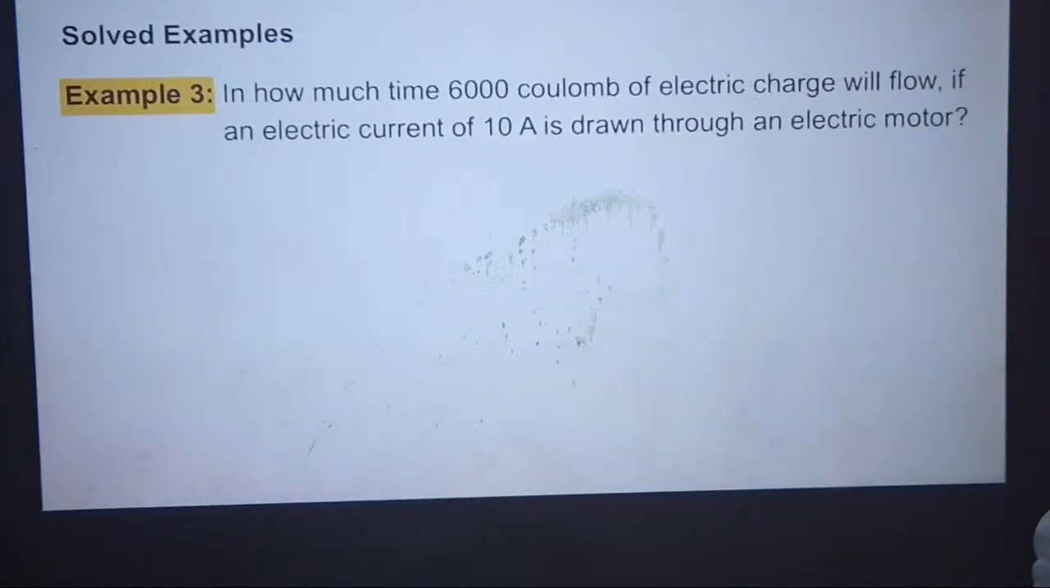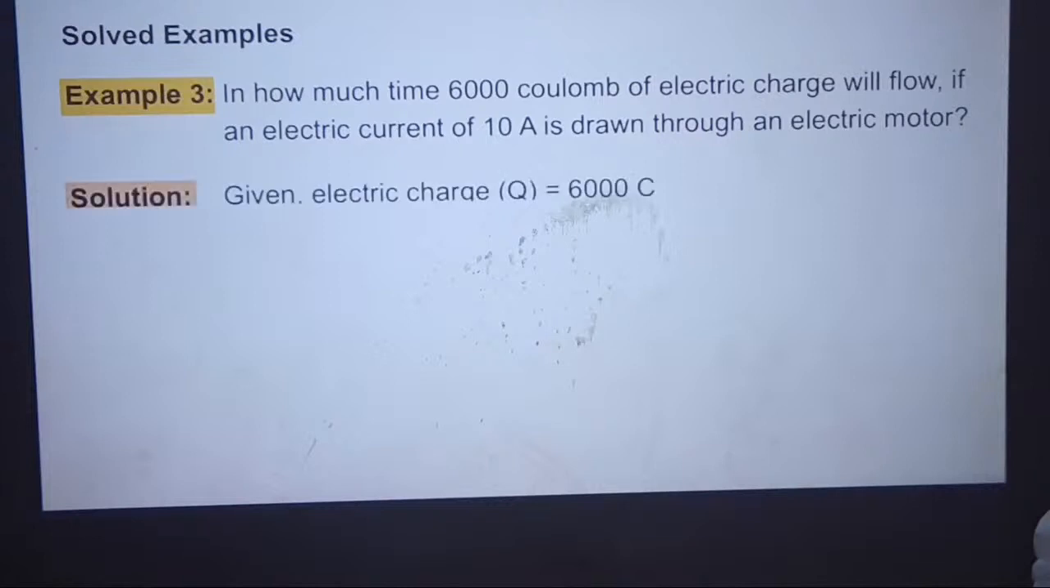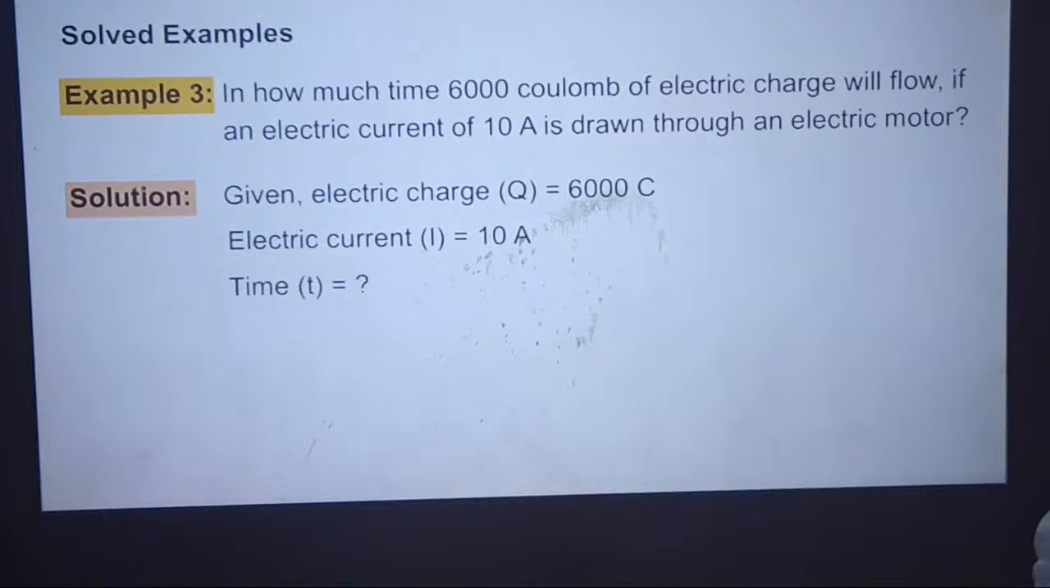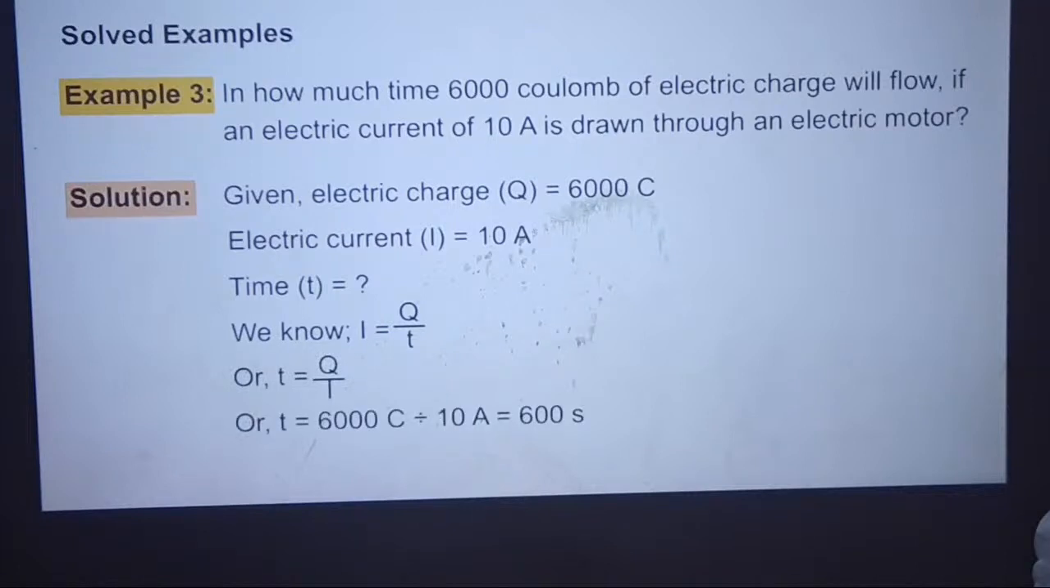Example 3. In how much time will 6000 coulombs of electric charge flow if an electric current of 10 amps is drawn through an electric motor? Solution: given electric charge Q equal to 6000 coulombs, electric current I equal to 10 amps, time t equal to unknown. We know I equal to Q by t, or t equal to Q by I, or t equal to 6000 coulombs divided by 10 amps equal to 600 seconds, or t equal to 10 minutes.